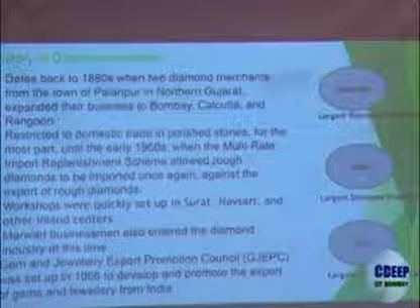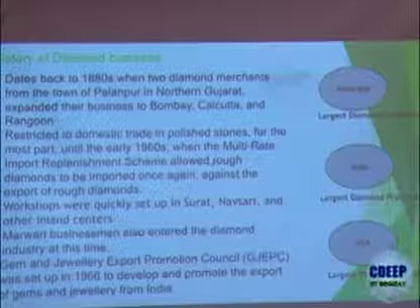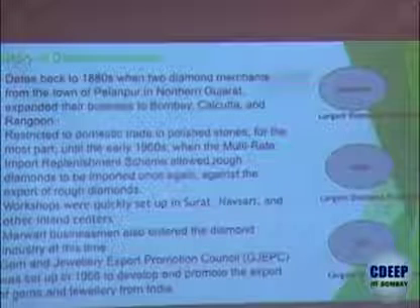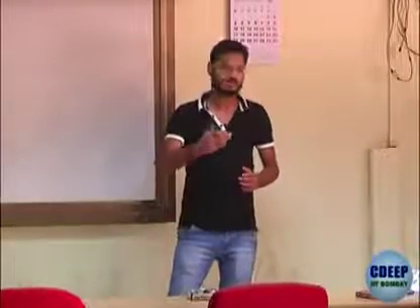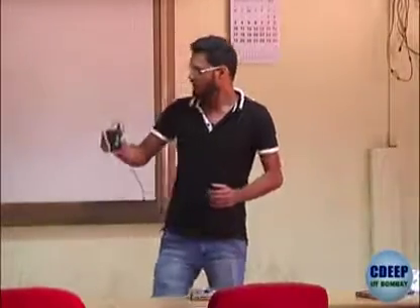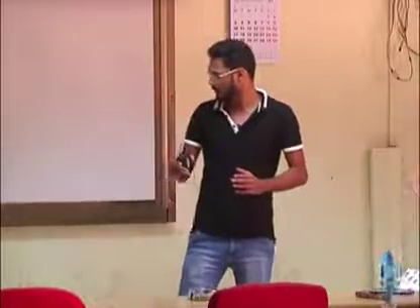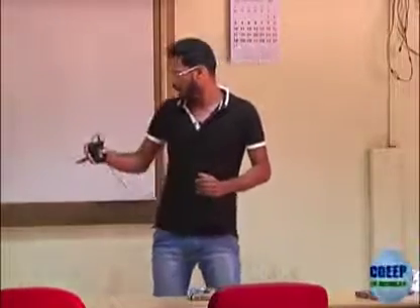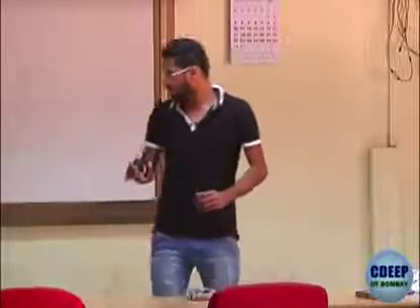It happened in the 1970s, and during that time Marwaris also came into the picture. Marwaris from Rajasthan already had experience with the polishing of precious stones, but most of them came for monetary purposes. In the 1970s, workshops were quickly set up in Surat, Navsari and other inland centers to support and promote the export of gems and jewelry in India. The Gem and Jewelry Export Promotion Council was set up.